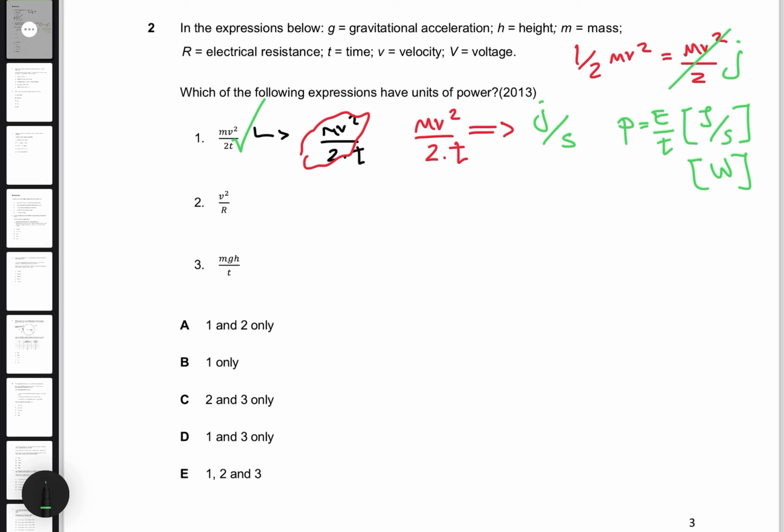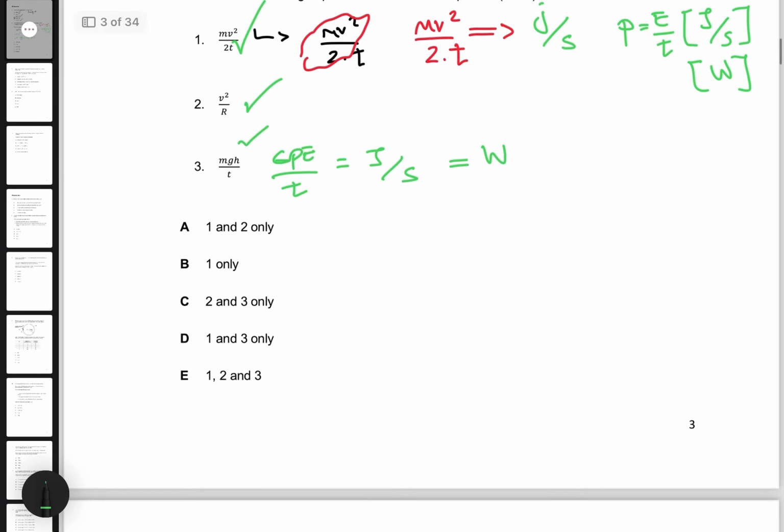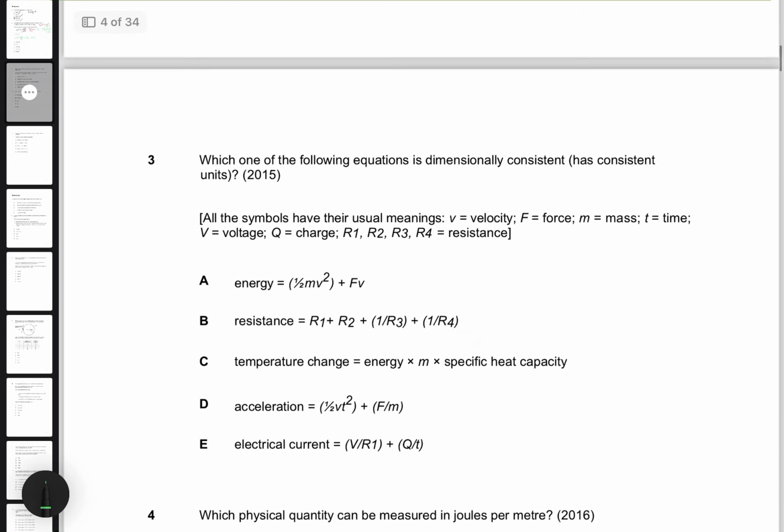The second one is another formula of power. So this does in fact have the unit of watts, or power. And the third one is just gravitational potential energy, which is just GPE divided by time. So again, it's joules divided by seconds, which is also equivalent to 1 watt. So all of them are actually expressions that have the same unit as power. So that will mean that the answer is E, 1, 2, and 3.